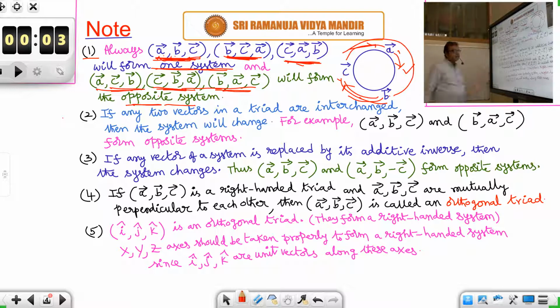Second point: if any two vectors in a triad are interchanged, then the system will change. For example, A bar, B bar, C bar in that order: first vector A bar, second vector B bar, third vector C bar. What is this?